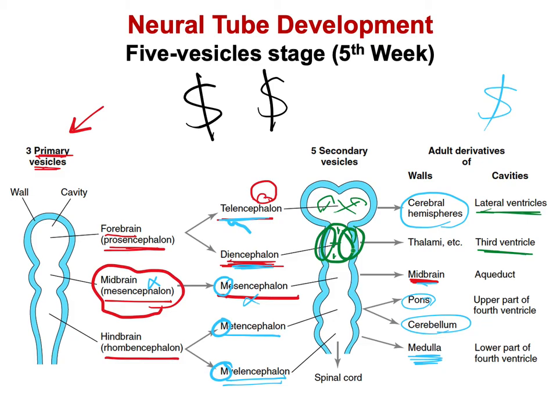Moving to the midbrain through the cerebral aqueduct, this is the cavity here. And moving from the third ventricle, because this is the third ventricle, right? So the cerebral aqueduct in the midbrain, you will get to the fourth ventricle, upper part and lower part. So here the upper part of the fourth ventricle, lower part of the fourth ventricle. So this slide is very important.